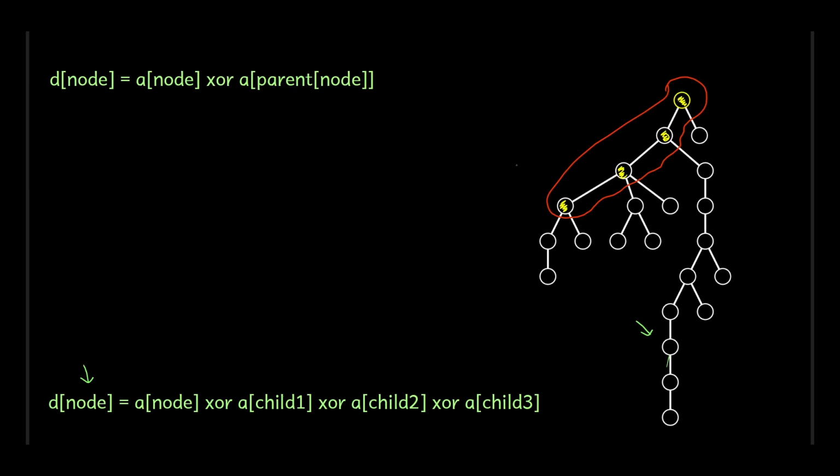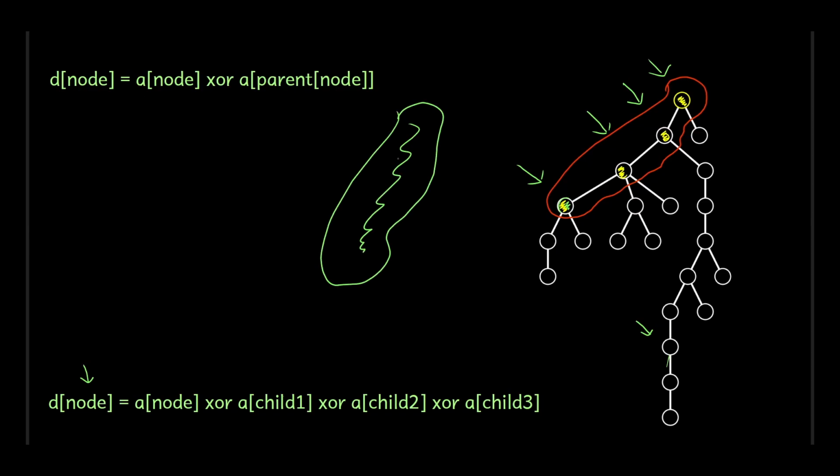So the D value of this might be affected, D value of this might be affected, D value of this might be affected, D value of this might be affected. But how will it be affected? Let's see. So this is the last element. Now you can see that since you are traversing a downward path, all of its children must be outside that subarray. So you can see that all of its children are outside of the subarray.